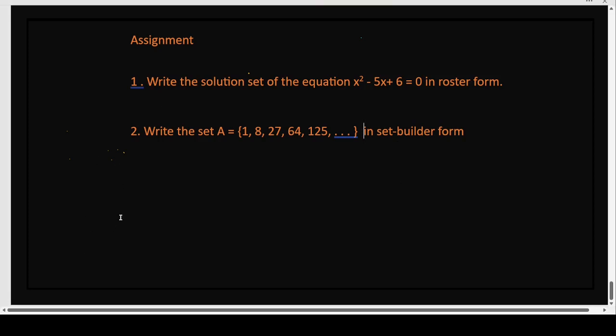In the end, I want to give you an assignment. Look at these two questions. Write the solution set of the equation x square minus 5x plus 6 equals to 0 in roster form. The second one is write the set A equals 1, 8, 27, 64, 124 in set builder form.